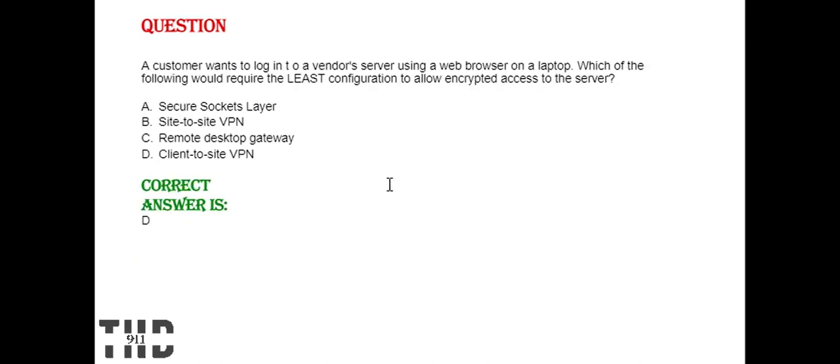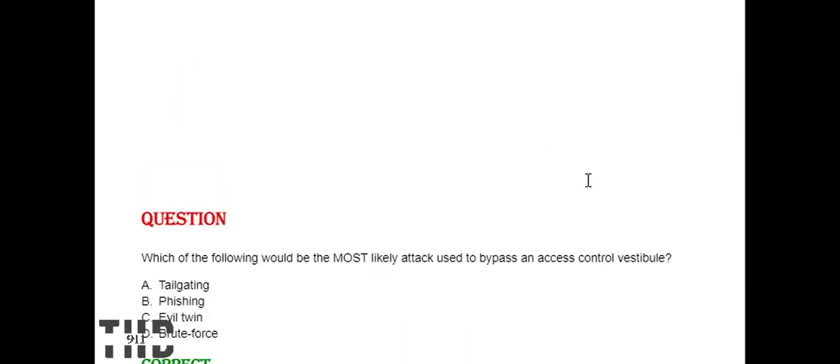The customer wants to log in to a vendor server using a web browser on a laptop. Which of the following would require the least configuration to allow encrypted access to the server? Option A, secure socket layer. Option B, site-to-site VPN. Option C, remote desktop gateway. Option D, client-to-site VPN. Correct answer is option D.